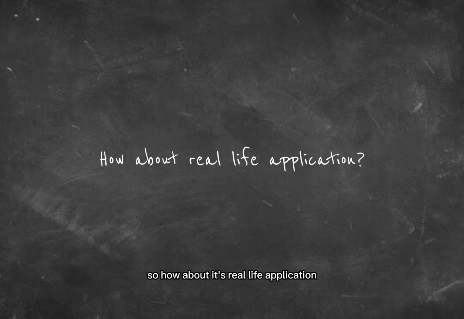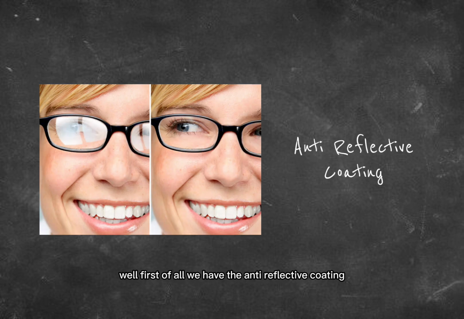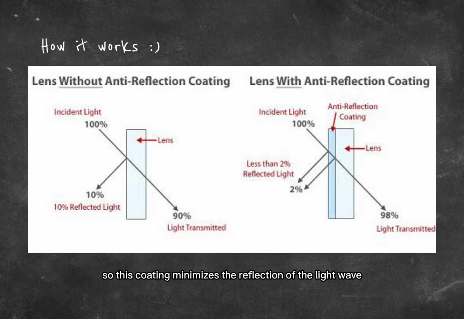So how about its real-life application? First of all, we have the anti-reflective coating. This coating minimizes the reflection of the light wave. The layers of the coating are made to interfere destructively with the incoming light wave so that it doesn't bounce back.